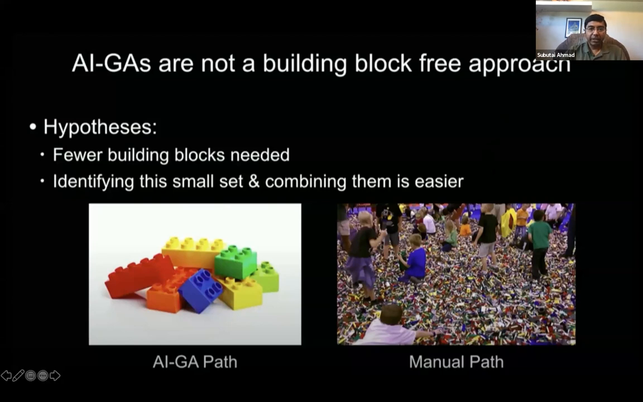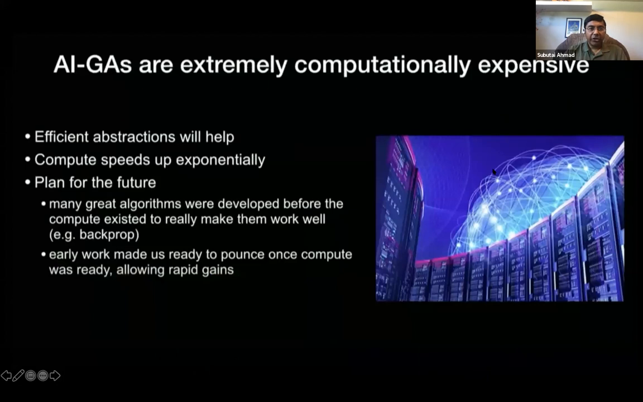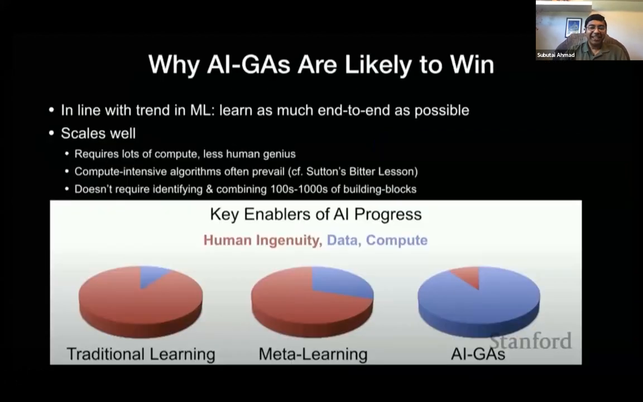Okay. Let me continue with this. So the problem with this is it's going to be extremely computationally expensive, but his take is that the availability of computation is just increasing exponentially. So this is going to be a solved problem. And his take, okay, why is this likely to win? Well, it's fairly obvious. What does GA stand for again? I'm sorry. Generating algorithms. He's arguing for AI generating algorithms.